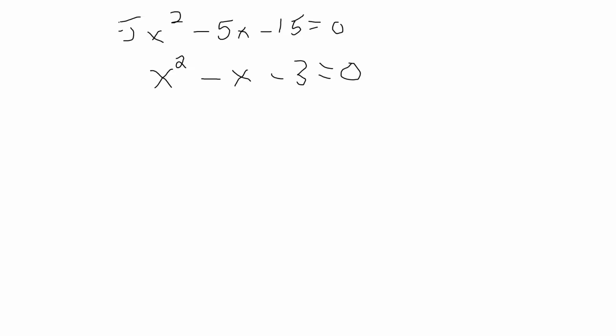Now they said in the instructions to complete the square. So in order to complete the square, I'm going to force this side of the equation to be a perfect square binomial. The only way I can do that is to get rid of that 3. So I'm going to add 3 to both sides of the equation.